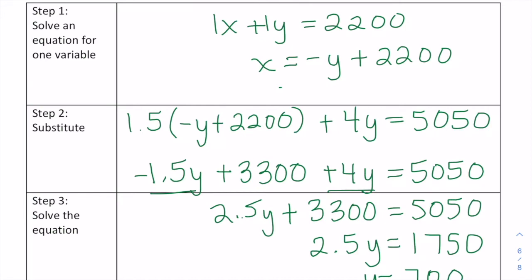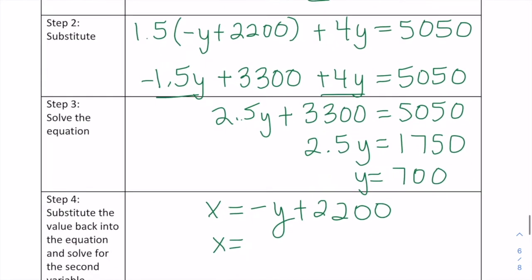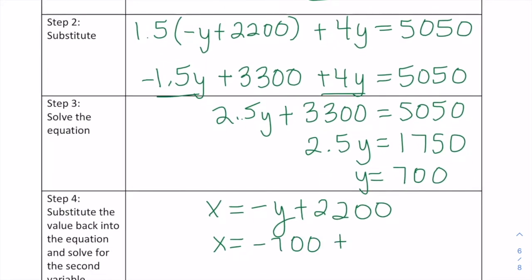Now that means that there were 700 adults that were at the fair. For the fourth step, I have to plug it back into the equation. So we know that x equals negative y plus 2,200. So x is going to equal negative 700 plus 2,200. So when we subtract 700 from 2,200, we'll get 1,500. So there must have been 1,500 children and 700 adults.